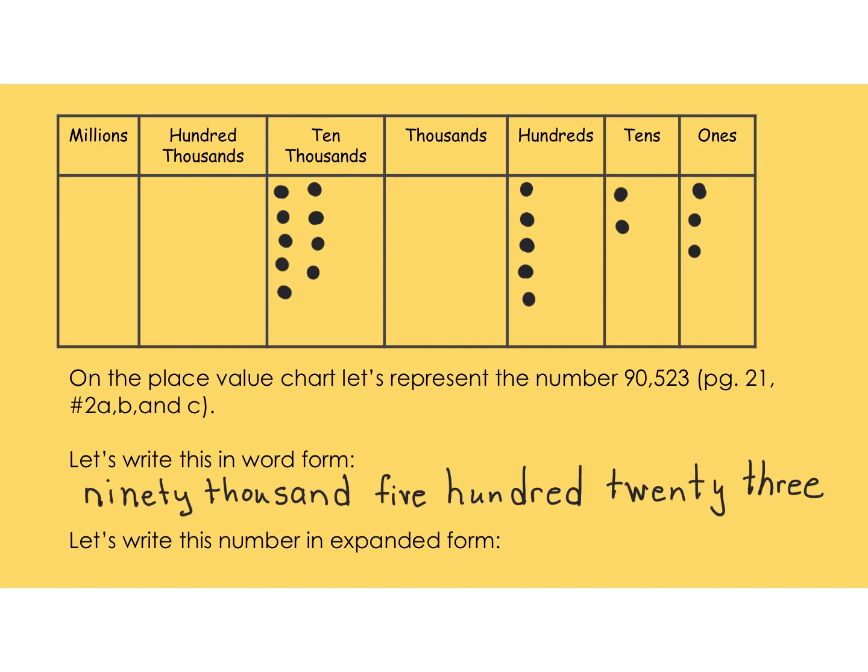I would actually say this number, I would say it 90,523. So that's how I wrote it in word form. Okay, remember, let's see how we expand that number out. Okay, so I expanded that out in expanded form, and I had 90,000 plus 500 plus 20 plus 3.